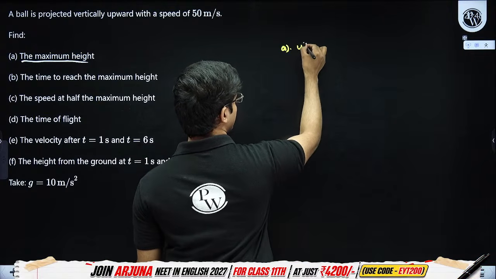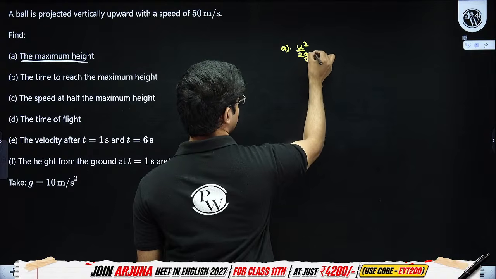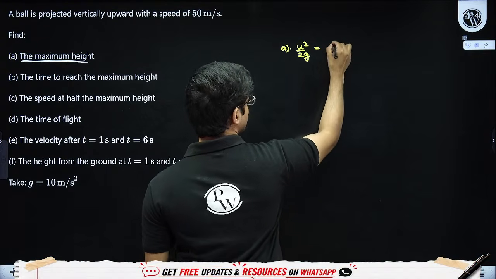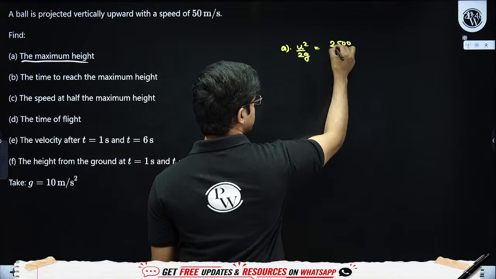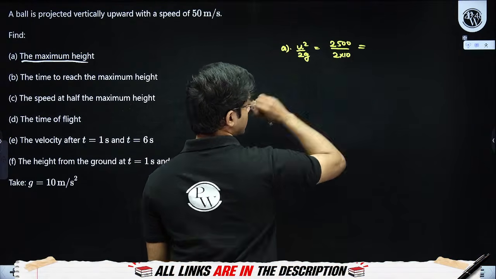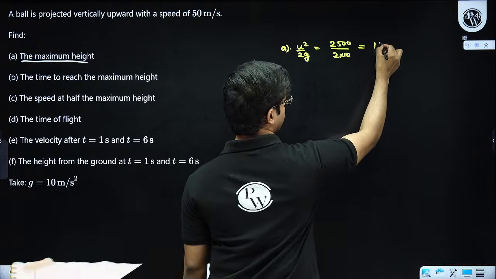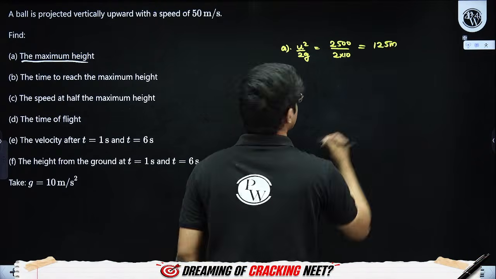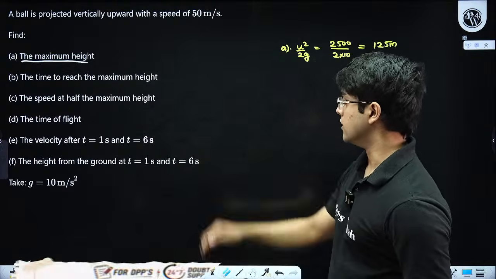It will be u square by 2g. Okay, so what will this be? 2500. So just take g as 10 for calculation simplicity. So this will be 125 meters. Okay, so it goes up by 125 meters.